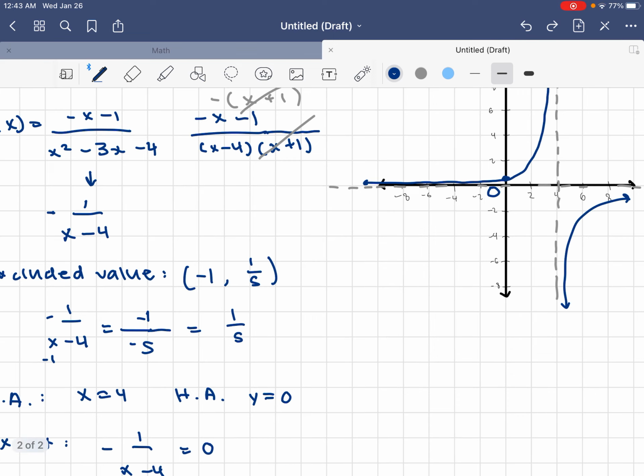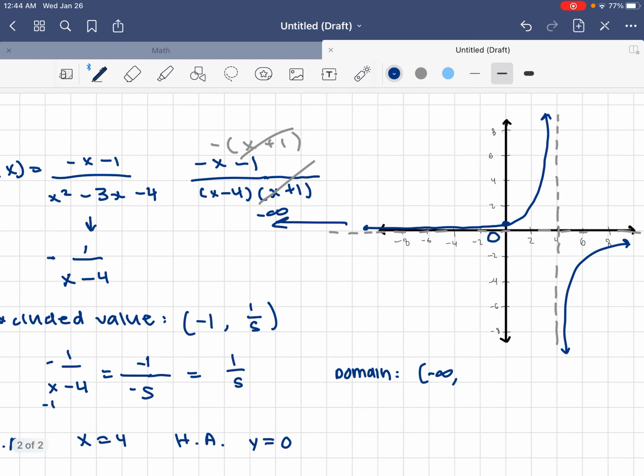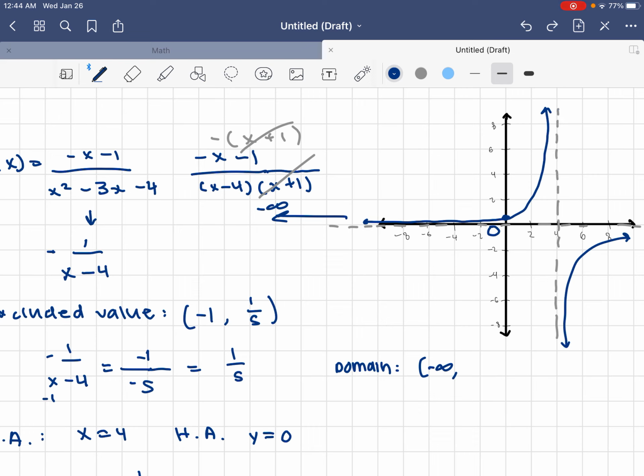So let's write our domain first. We start over here, right? It's going to come from negative infinity and keep going until our asymptote here, which is 4, and it's going to keep going after that. So our domain is negative infinity to 4, union 4 to infinity.